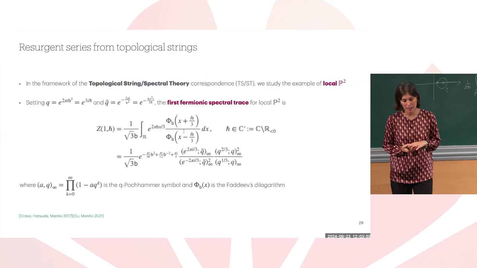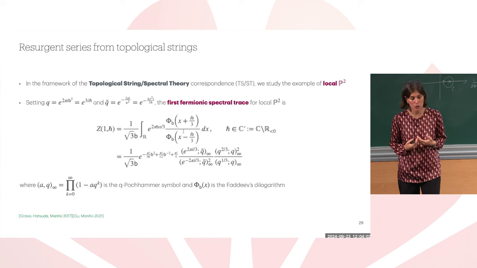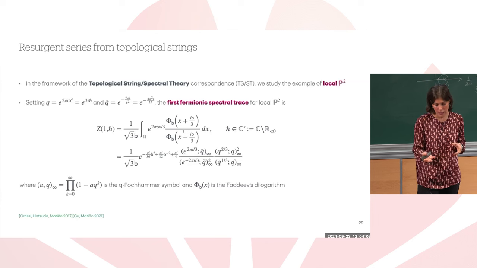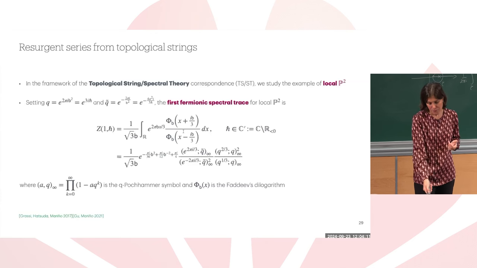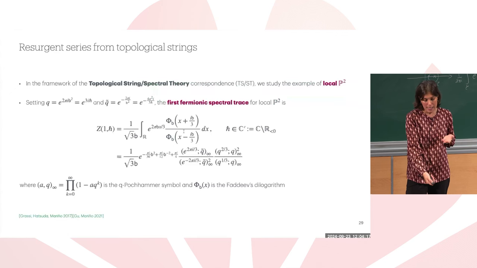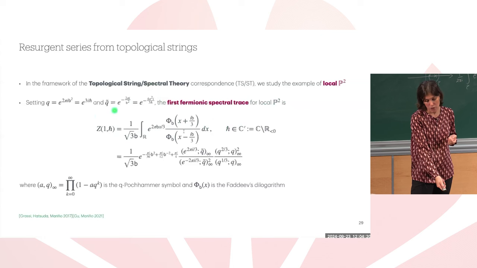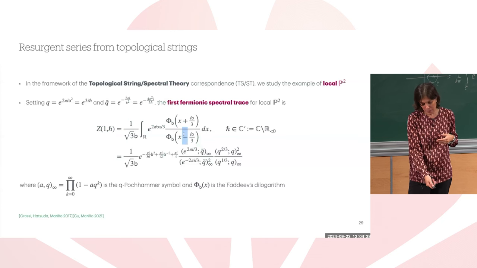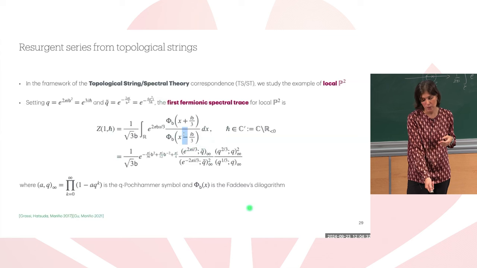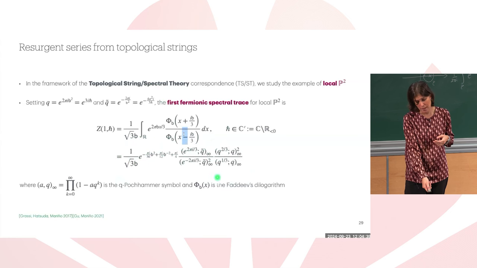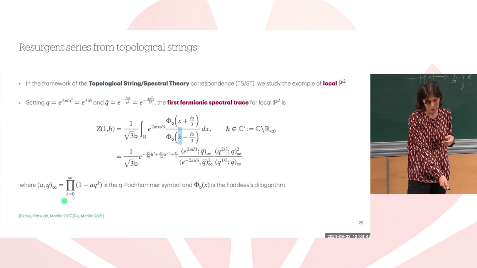This is a geometric object, a so-called Calabi-Yau, a three-dimensional complex manifold. And in particular, the so-called spectral trace, something that appears at the level of spectral theory, is given by the following expression. So it's this function Z. This one is the first, you have other traces as well. And it has this a bit complicated expression where this function phi is called the Faddeev quantum dilogarithm, and it can also be rewritten using this q-Pochhammer symbol defined here below.